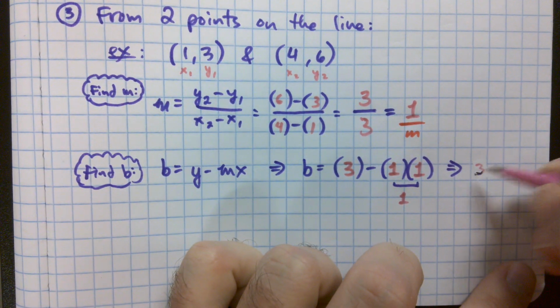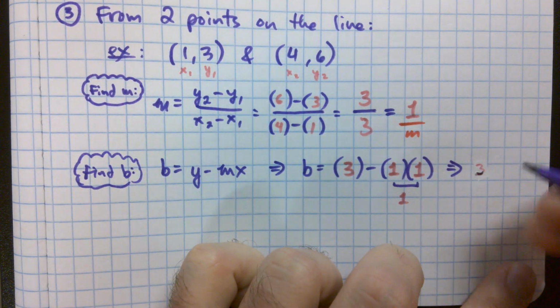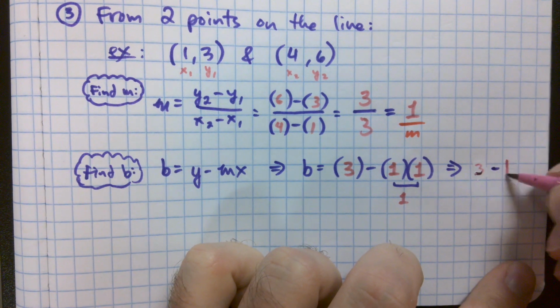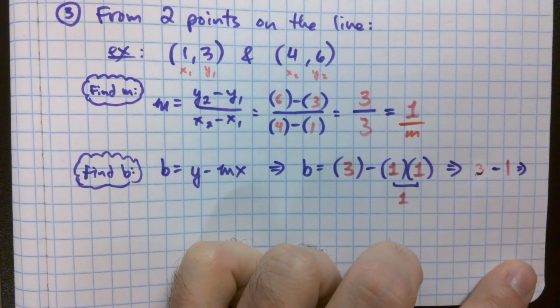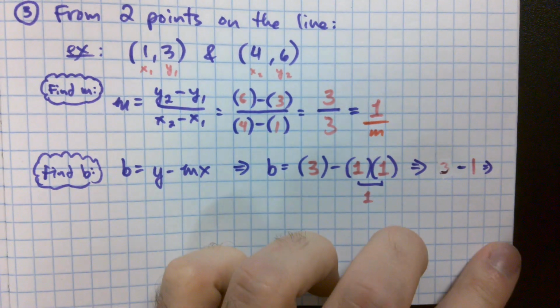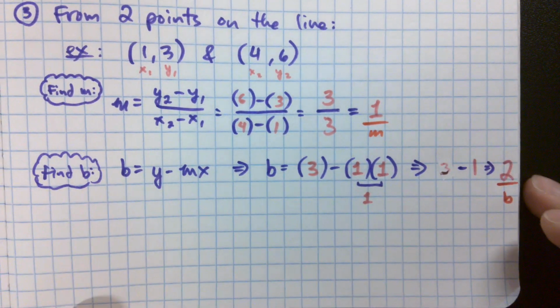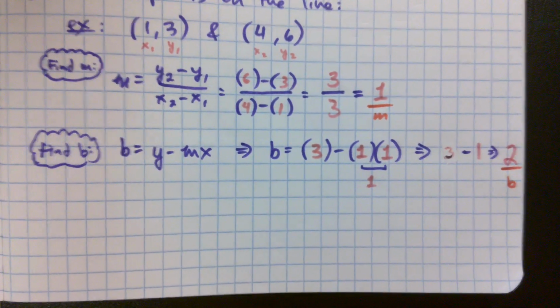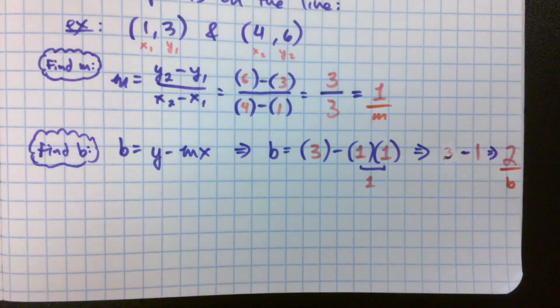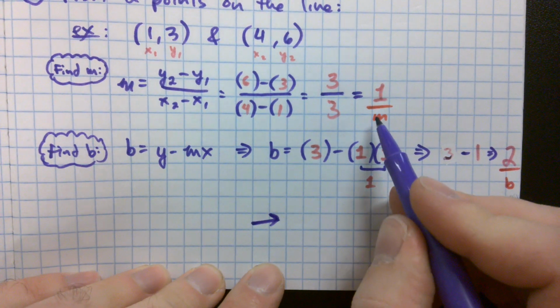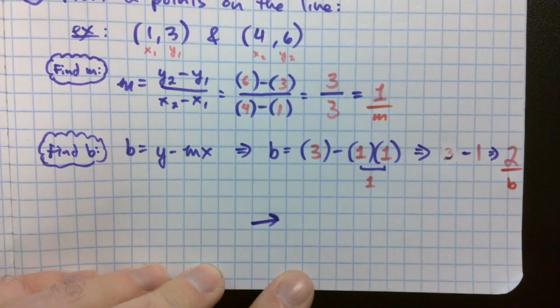And 3 minus 1 gives me what? 2. That's going to be my B. So we know that M is 1, B is 2.